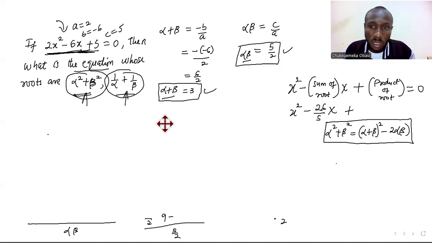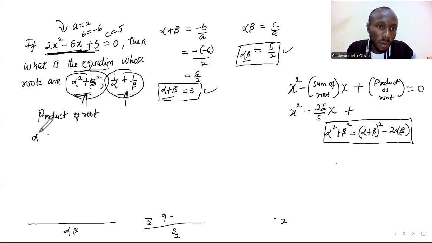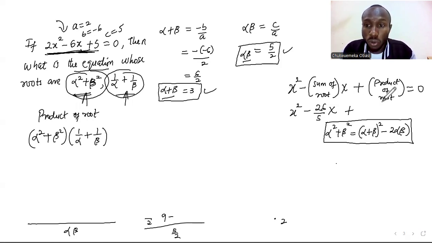All right, to get the product of the root, remember, this is the root we have, so that's going to be alpha squared plus beta squared times 1/alpha plus 1/beta. We want to get the product of the root. So once we get that, we plug it right here, just like we did for this one.